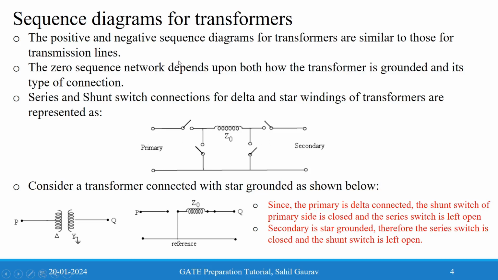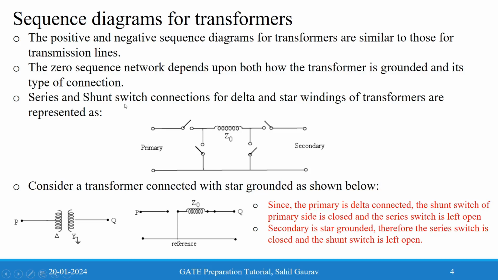In transformers, the positive and negative sequence diagrams are similar to those of transmission lines, and the zero sequence network depends upon both how the transformer is grounded and the type of connection. That means whether it is delta connected or star connected, and a star is also of two types, either grounded or not. And if it is grounded, we should also consider whether a grounding impedance is present or not.